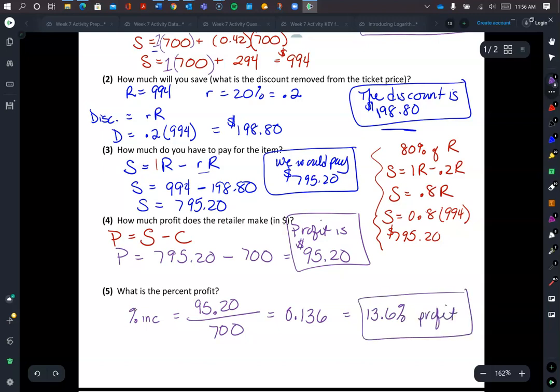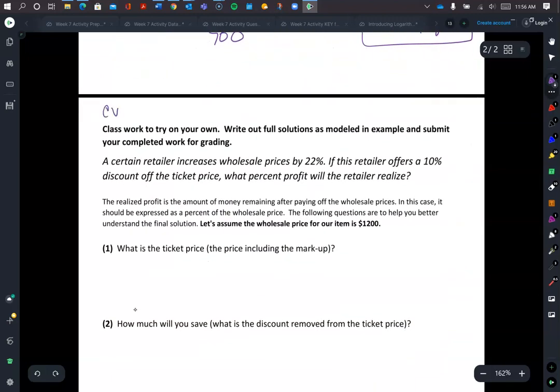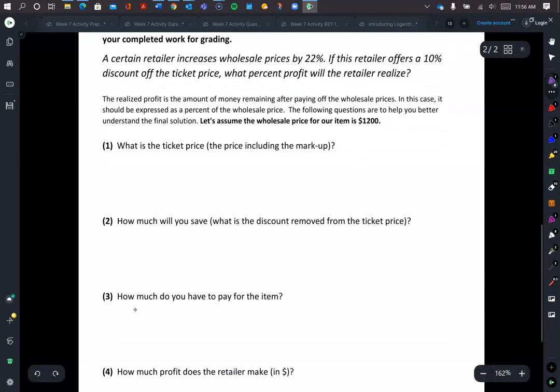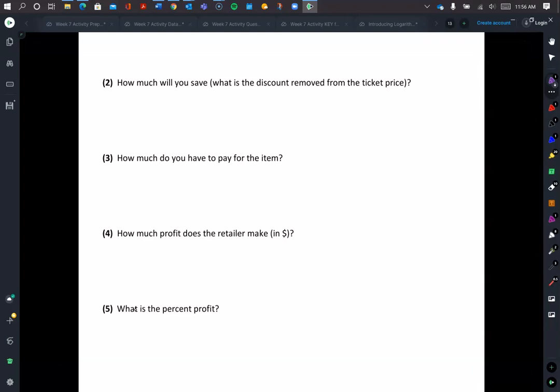So that's it for the first problem. The second problem is a classwork. So go ahead and do that one on your own, and then see how you do. I'll post a little list of answers for that, and let me know if you have any questions.